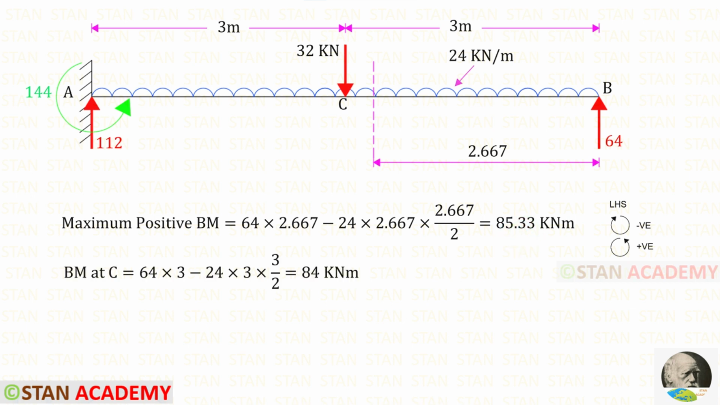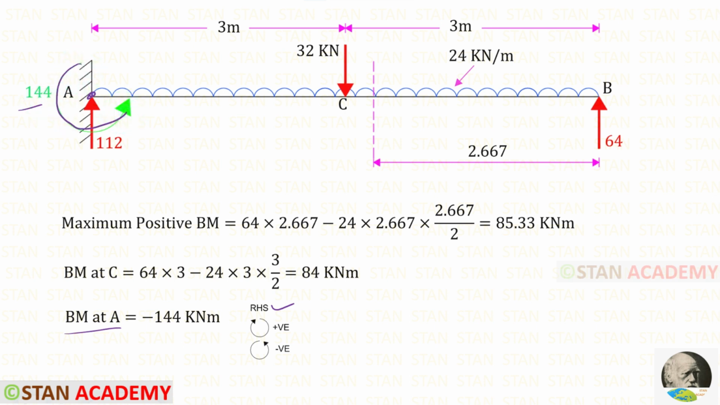Now let us find the bending moment at the point C. Here the distance is 3, so we only have to change the distance to 3. We will get 84. Now let us find the bending moment at the point A. Here we can use the right hand side rule. At the point A, we have MA, which is acting in the anticlockwise direction, so it will be negative.